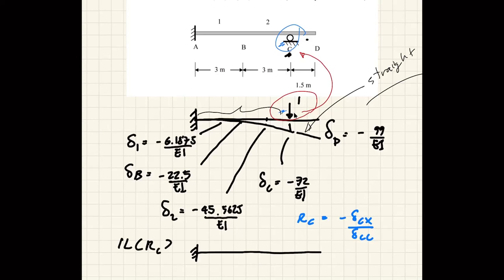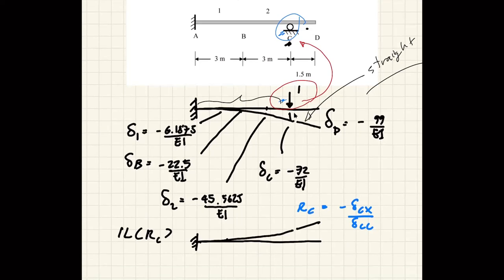Okay, so RC is going to look like a curve up until C, and then this portion will become a straight line. At location number 1, right here, you get the value from this one. It is going to be 6.1875 divided by what?